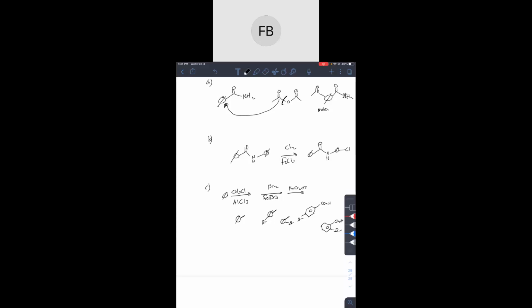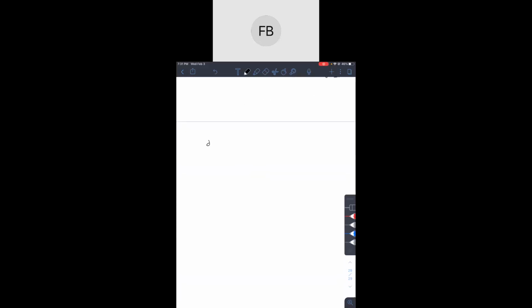Okay. And then next we have going on to D. So for D, okay, so it goes like this. I should just draw the whole thing. So this is reacting with HNO3, which is basically nitration.